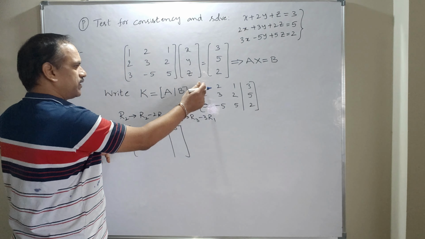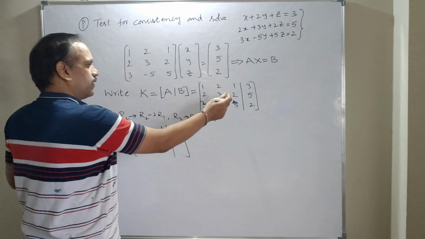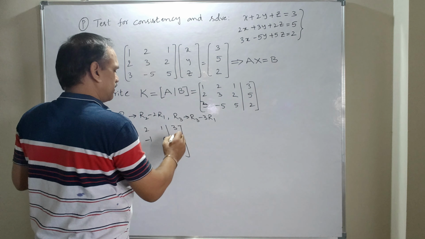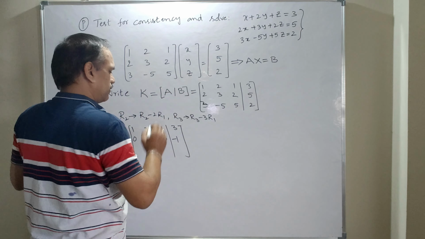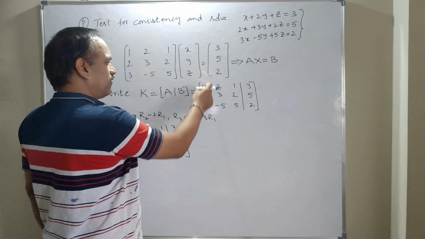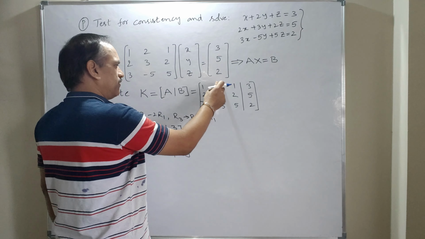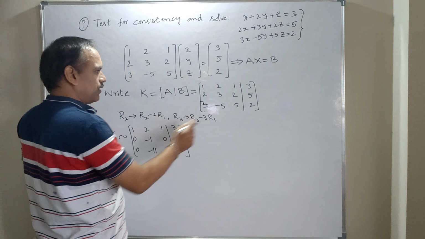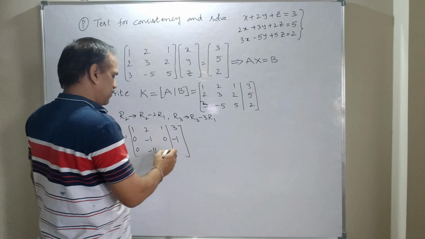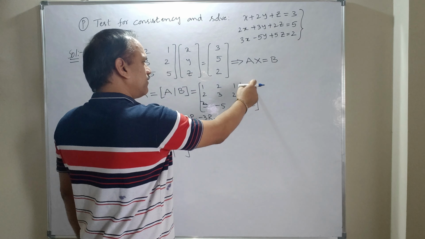Second row: this minus 2 into this, 3 minus 4, 2 minus 2, 5 minus 6, 5 minus 6. Coming to the third row: this minus 3 into this, 3 minus 3, 0, minus 5, minus 6, 5, minus 3. And this minus 3 into this, 2 minus 9.